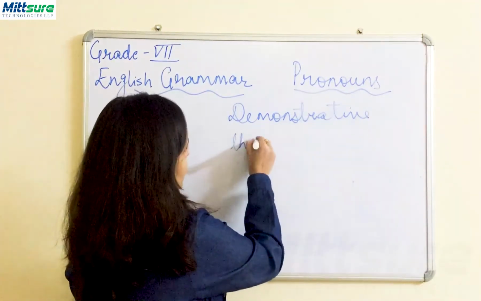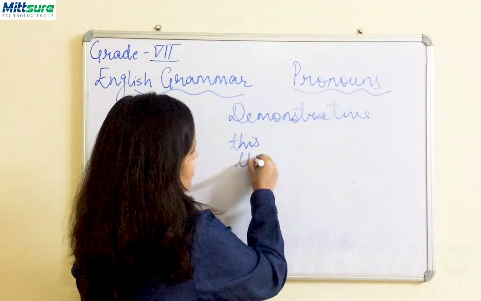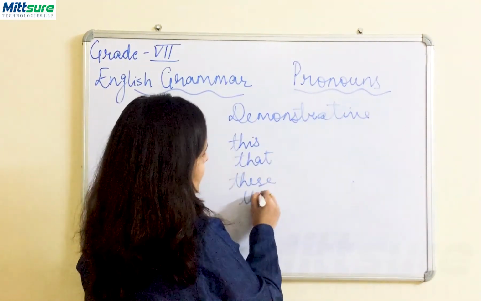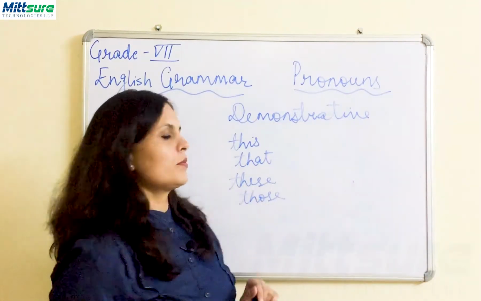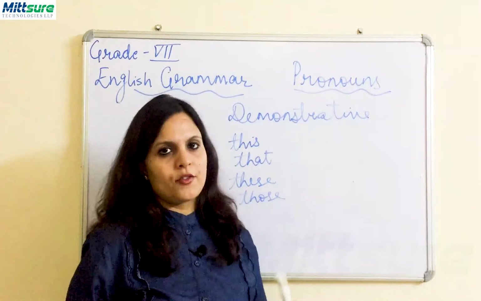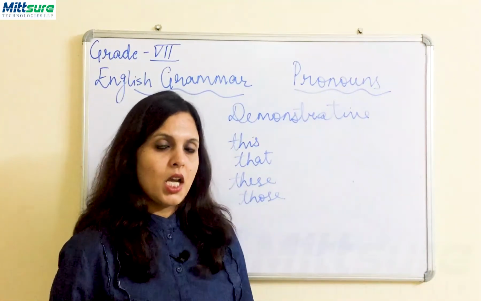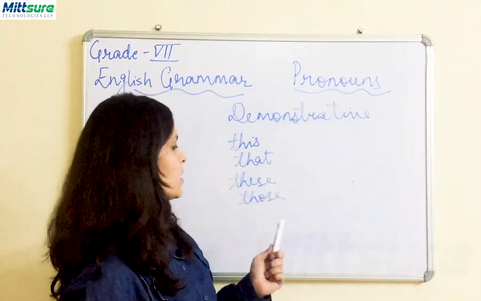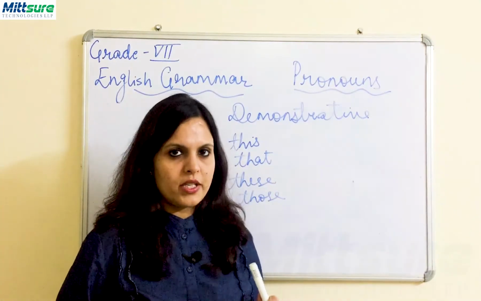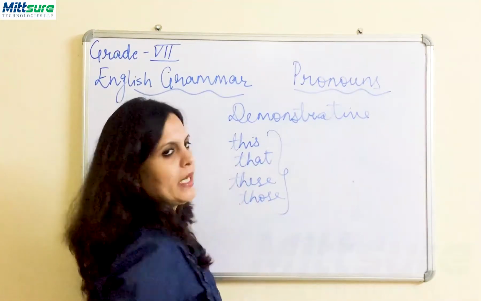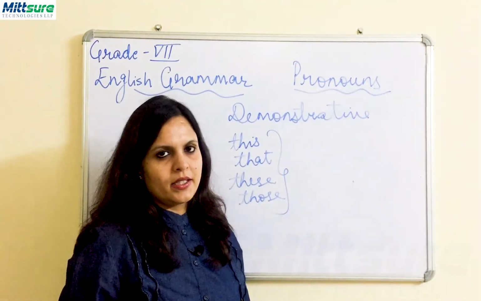So this, that, these and those. Be very careful. If there is a noun after it, it will not be a pronoun, right? In that case, these words will become the demonstrative adjective. But these actually demonstrate in terms of time and space, right?